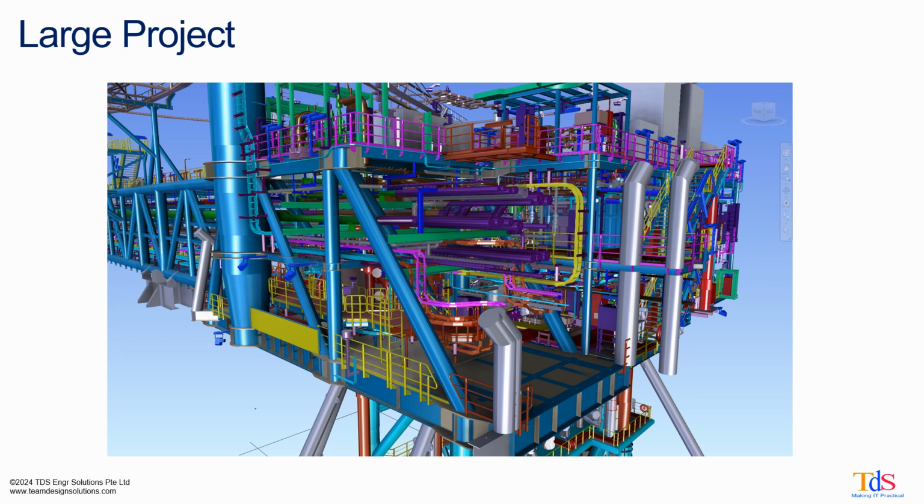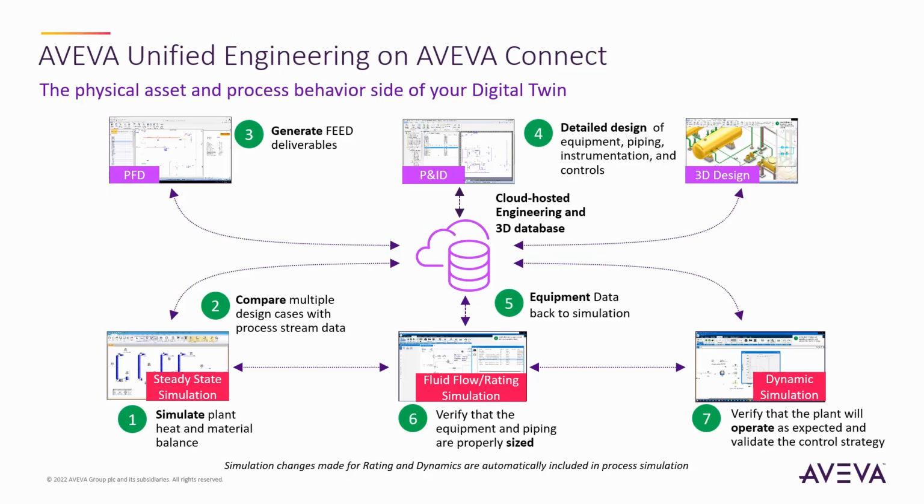AVEVA Unified Engineering is the future of plant design happening today. AVEVA has consolidated all data and engineering under one database system. 3D plant design, P&ID, E&I all share the same data. This database is in the cloud. That means participants can be added to the project easily and quickly.